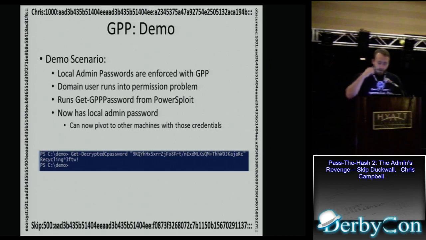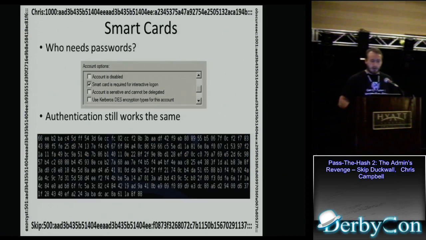Alright, so what it looks like is at the bottom you see this string that looks like it's base64. It is base64, but it's also encrypted. So you can also use Get-DecryptedCpassword if you just want to pull the specific strings out. So that's group policy preferences. That's terrible. So let's talk about smart cards.